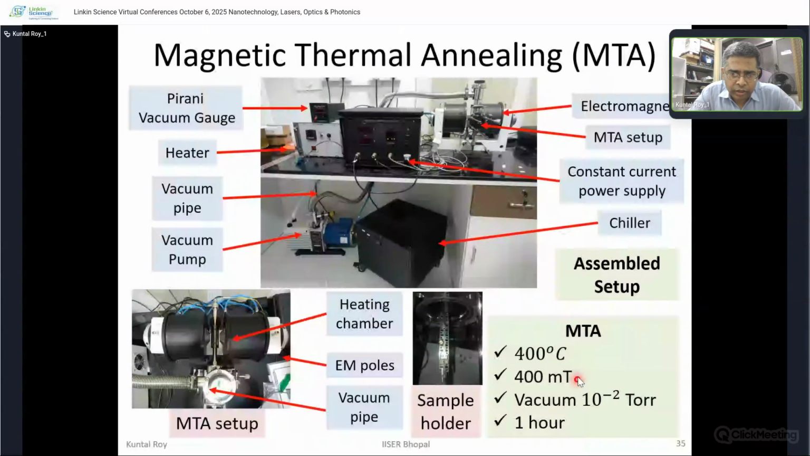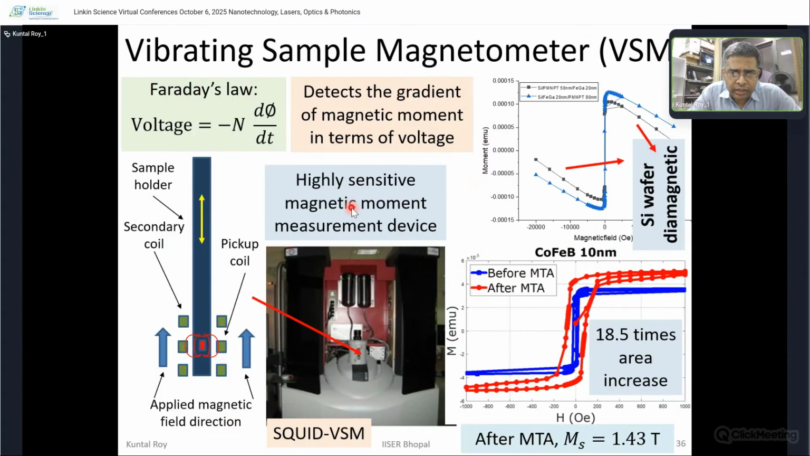Okay, so it can go to about 400 degrees centigrade, and there is also a vacuum pump. The vacuum pump is connected to a hose pipe, and then it creates a vacuum. So under vacuum, we need to anneal, basically. That is when it can be very stable, and it can give us a stable output. And here are the results, before and after magnetic thermal annealing.